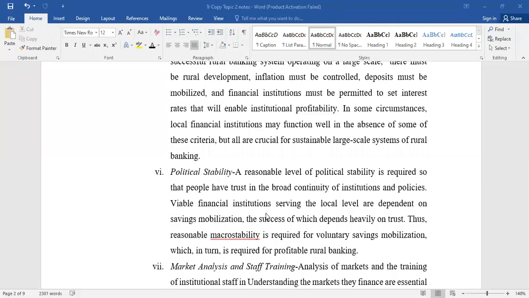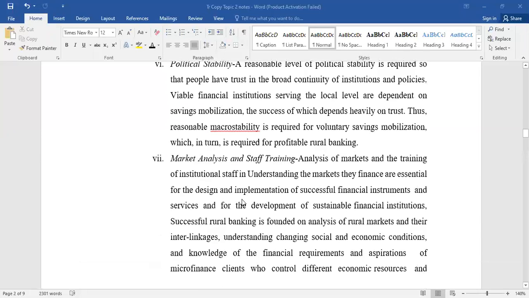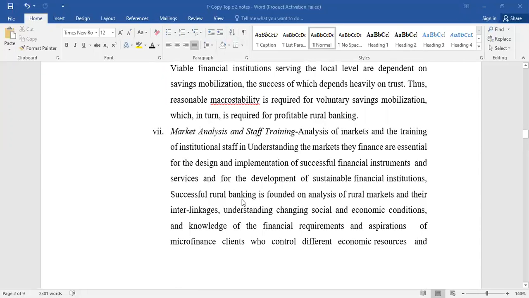When we talk of political stability, we have a lot of changes in the regulations. So today we are told the interest rate is 10%. Tomorrow it's 15%. Before even 1 week is gone, again it is 20%. This way, we won't be stable. So macro stability is required for voluntary savings to be mobilized. And this, of course, will automatically have a trickle-up effect into the institutions that are practicing in the financial sector. Then market analysis and staff training.